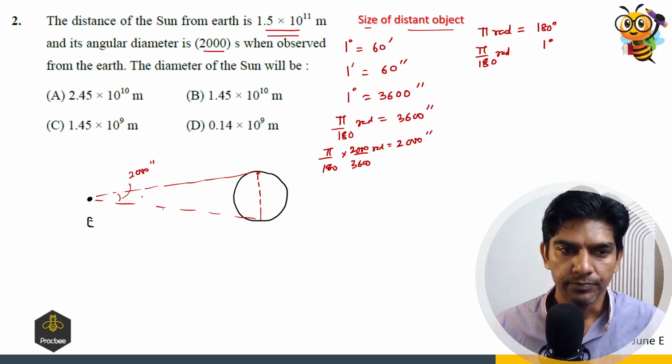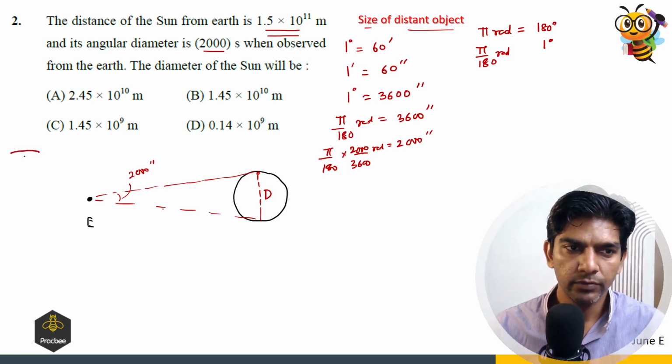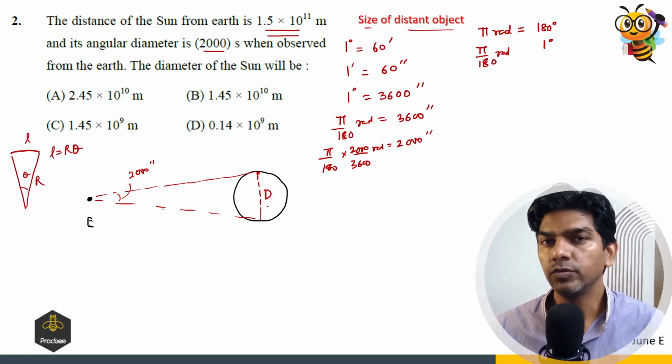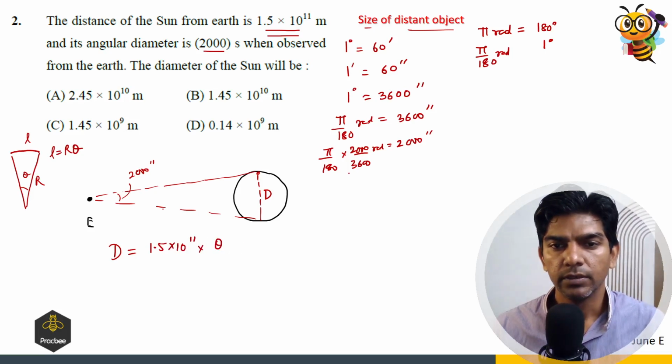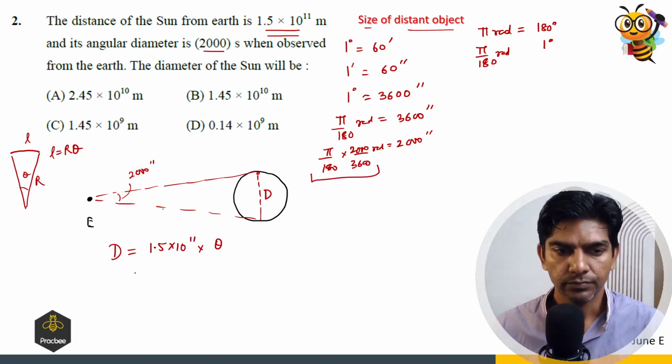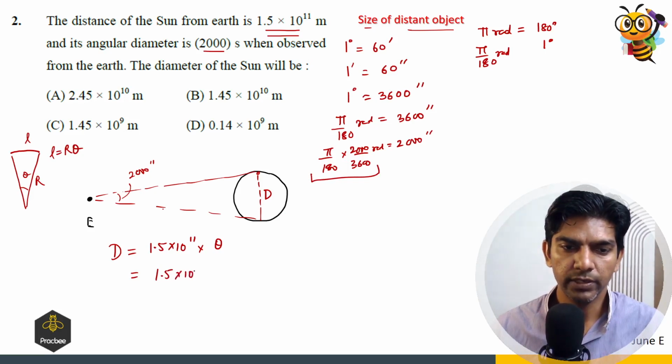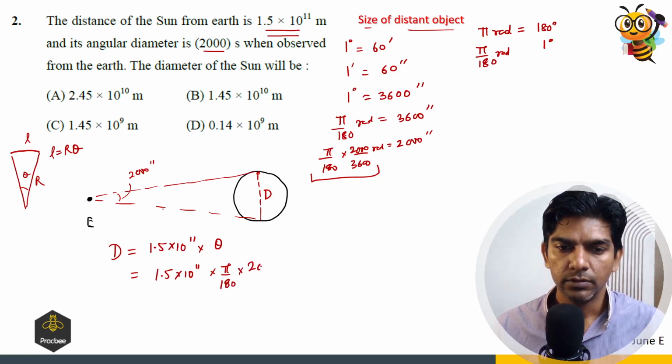So the diameter of the sun. Let us say d is the diameter of the sun. So if we know the formula where we have to find the arc length, right? If this is L, this is radius, and this is theta, then L is r theta. So here we have to find the diameter. So diameter will be the distance, which is given as 1.5 into 10 raised by 11 times the theta. Now theta is this value. So 1.5 into 10 raised by 11, theta will be pi by 180 times 2000 divided by 3600, right?